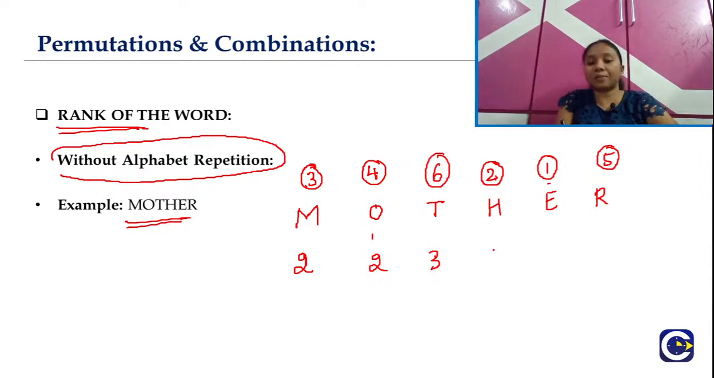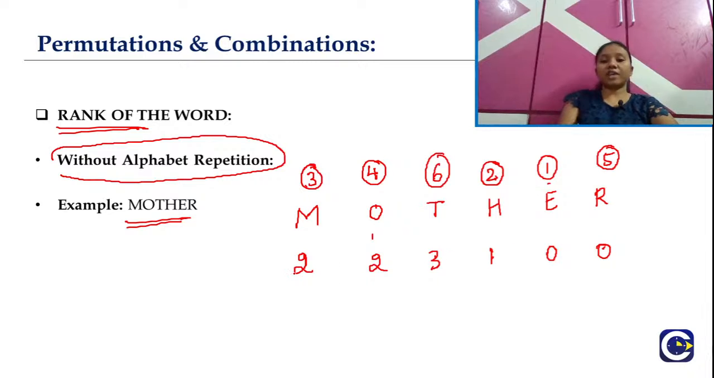And jump one more step towards the right. The number given for H is 2. Less than 2 towards the right, there is only one number. So here it will be 1. And again for E, jump one step right. Here E is 1. Less than 1, there is no number, so you can write it as 0. Similarly, for the last one, R, there is no alphabet in front of it, so there are no numbers less than 5 on the right side of it. So it will be 0 here.